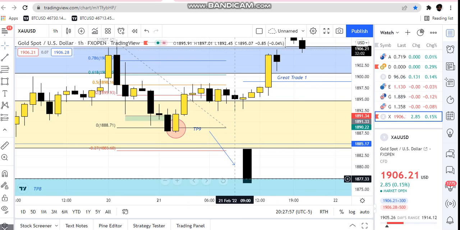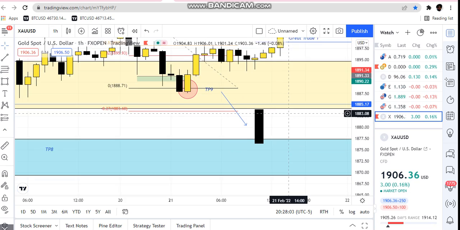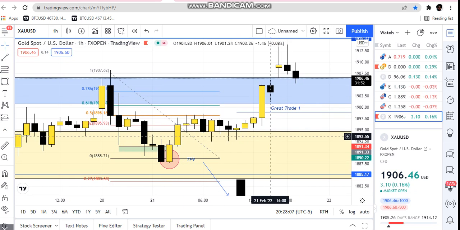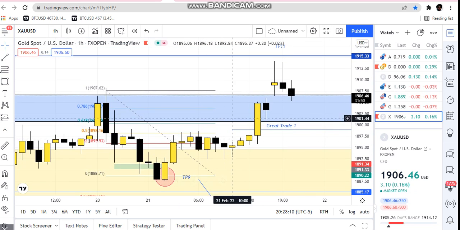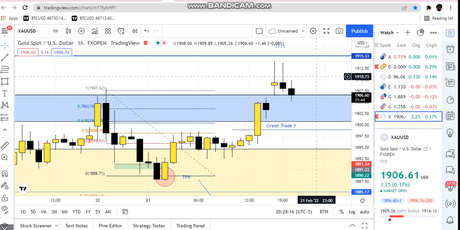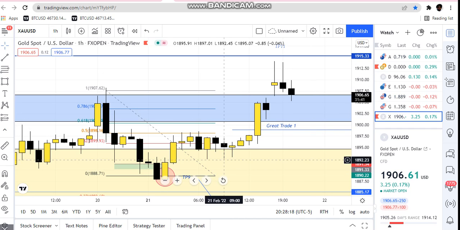This is what we were expecting price to do: break past 27 extension and show us some type of black candlestick pattern, letting us know that price wants to go to take profit 8. It did not do that. So next thing we could do is we could wait, as we're looking for sales now. We're just doing sales now.